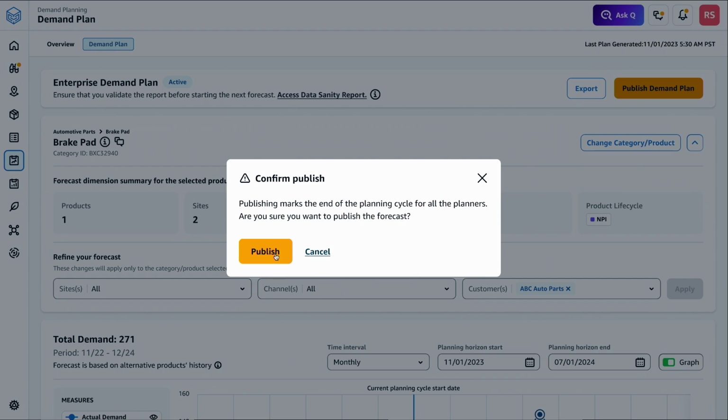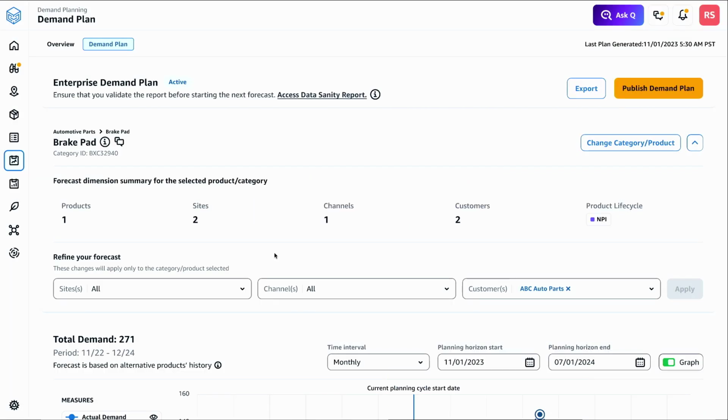So I'm going to push the publish button, and that message popped up really fast, but the confirmation was to say that, yeah, I acknowledge that this is the plan that you want to execute and it is available in your S3 bucket.